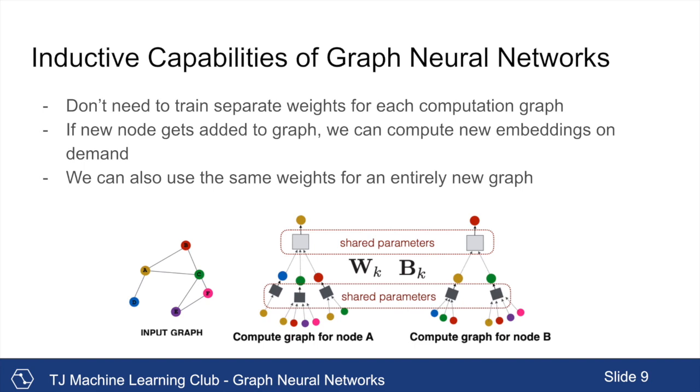And you can even use the same weights for a completely different graph if the graph has a similar structure, or is representing the same type of information. And so this is probably the most interesting part of graph neural networks: the generality of the weights that you're training.